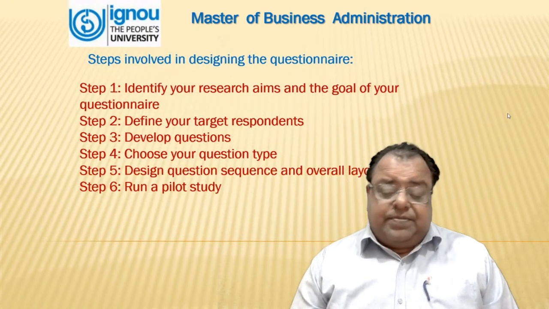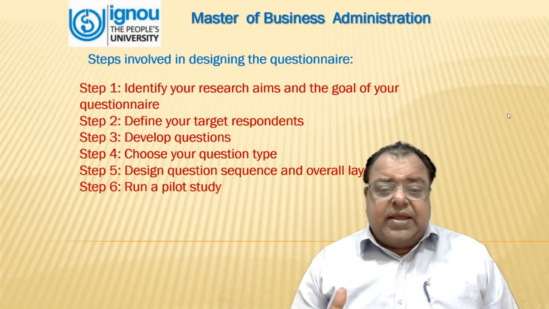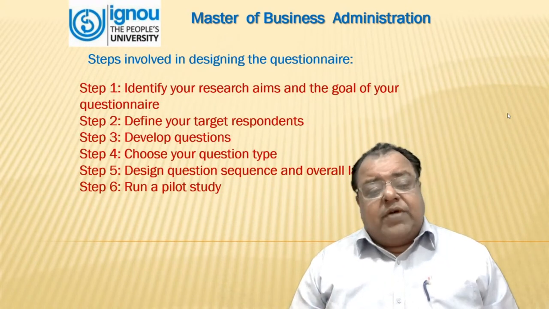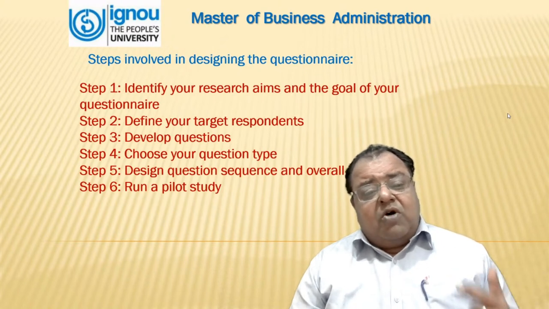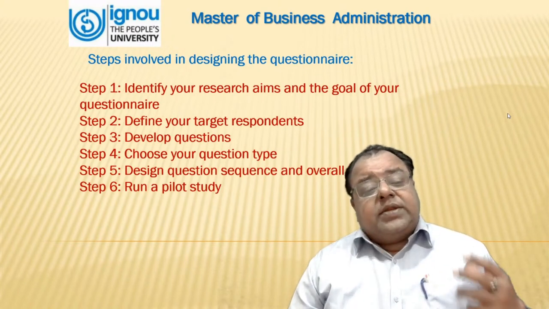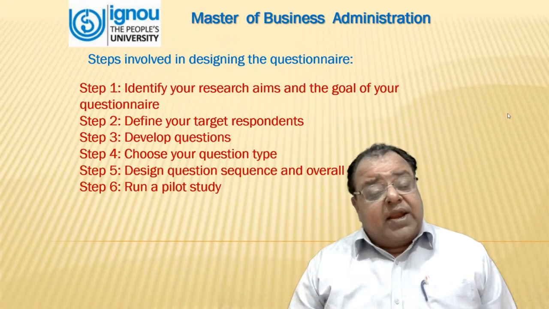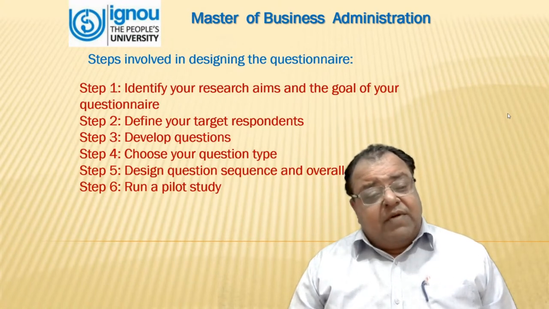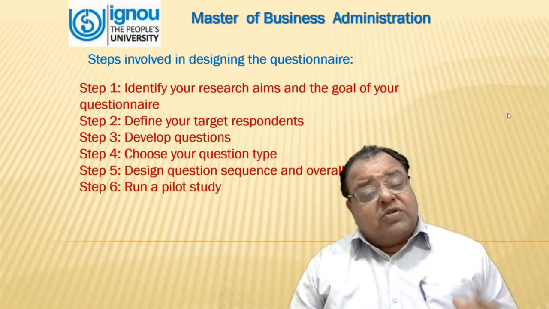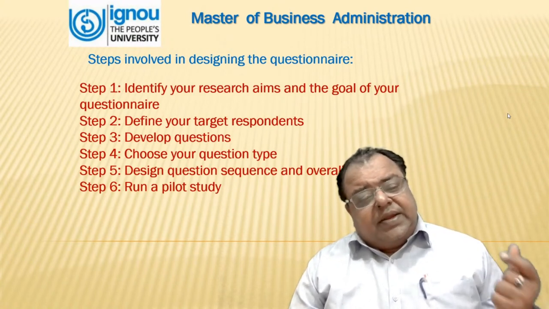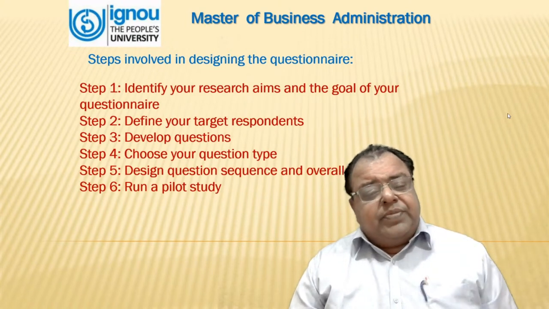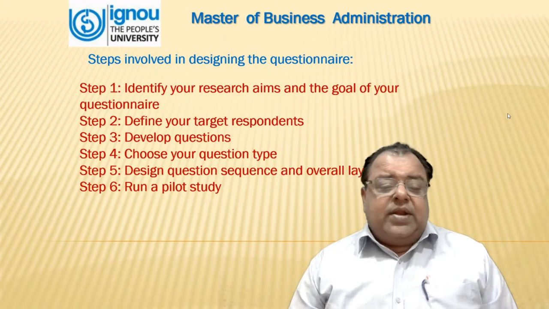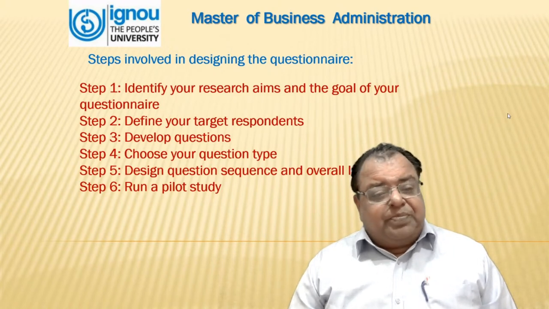What are the steps in designing the questionnaire? First one is identify your research aim and the goal of your question. Second step is define your target respondents. Third one is develop questions. Fourth one is choose your question type. Fifth, design question sequence and overall layout. And sixth one, run a pilot study.